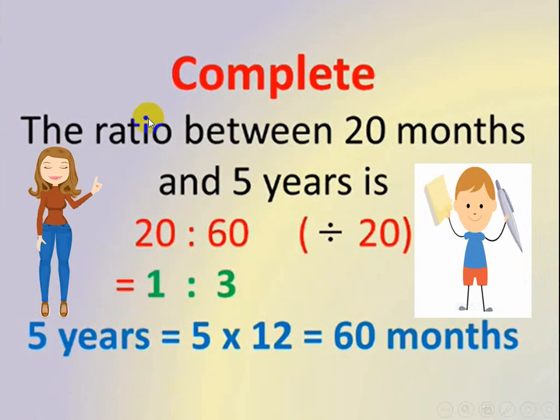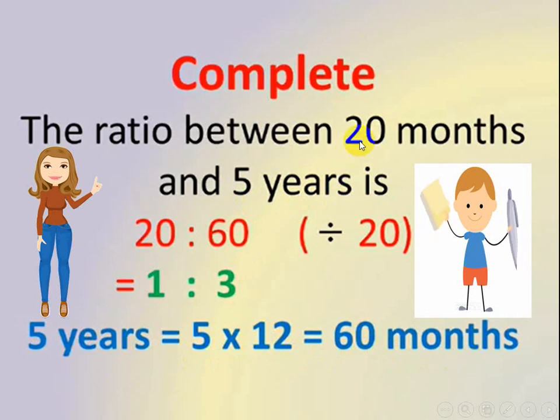Complete the ratio between 20 months and 5 years. I can't find the ratio between two different units, so I'll convert 5 years into months. You know, the year equals 12 months, so 5 years equal 5 times 12 equals 60 months.